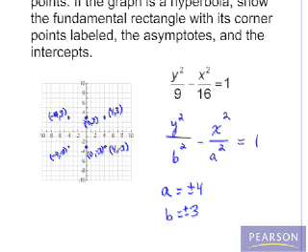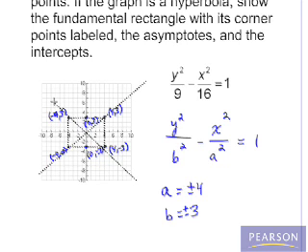And those four corner points determine the fundamental rectangle. We'll connect those points with some imaginary lines. There is our fundamental rectangle. And then we'll also draw diagonals, actually lines through the corner points, which determine the asymptotes of our hyperbola.